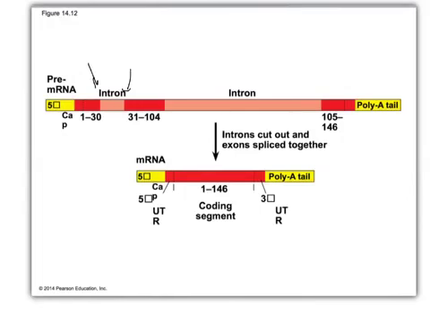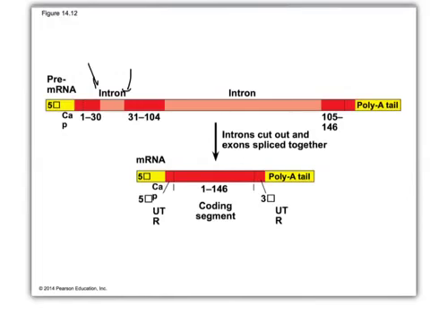That will be spliced out. You end up with a 5' UTR, which is important for binding of the ribosome. You have the coding segment for the protein, and then the 3' UTR, untranslated region, which is important in termination and separation of the ribosome from the RNA. All right? So that's sort of the nuts and bolts of splicing.